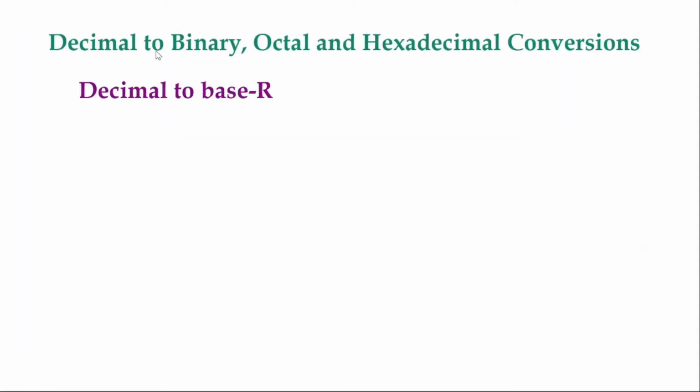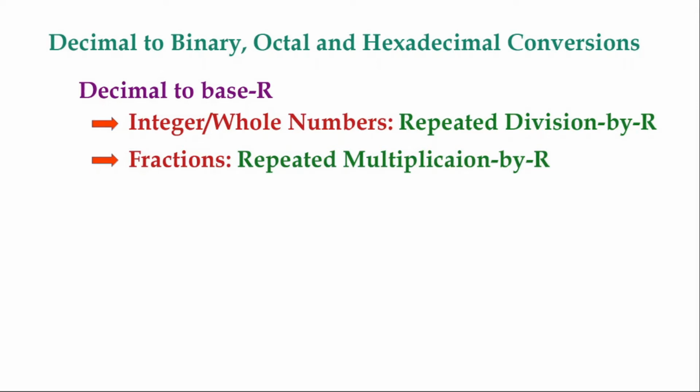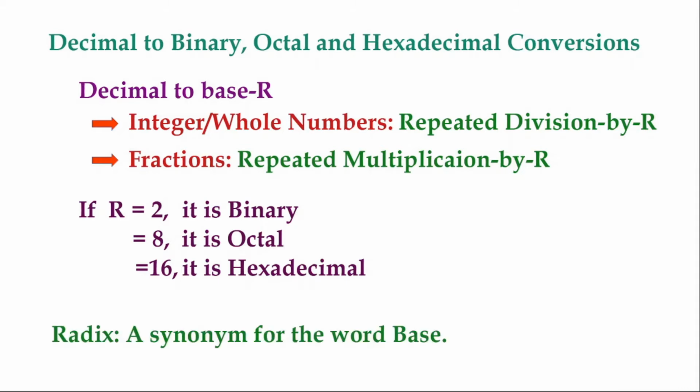In general, for conversion from decimal to any number system with base R, the following operations are performed. For integer or whole numbers, repeated division by R. For fractions, repeated multiplication by R. If R equal to 2, it is binary. If R equal to 8, it is octal. If R equal to 16, it is hexadecimal. Sometimes the word radix is used in number systems. It is a synonym for the word base.